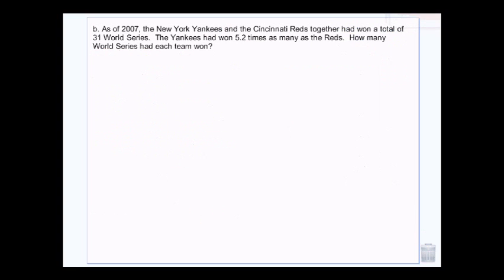So we're going to set up this word problem. We have the Yankees and the Reds. So do you guys want to use Y and R? Okay, Yankees, Reds. As of 2007, the New York Yankees and the Cincinnati Reds together had won a total of 31 World Series games. The Yankees won 5.2 times as many as the Reds. So 5.2 times the Reds.